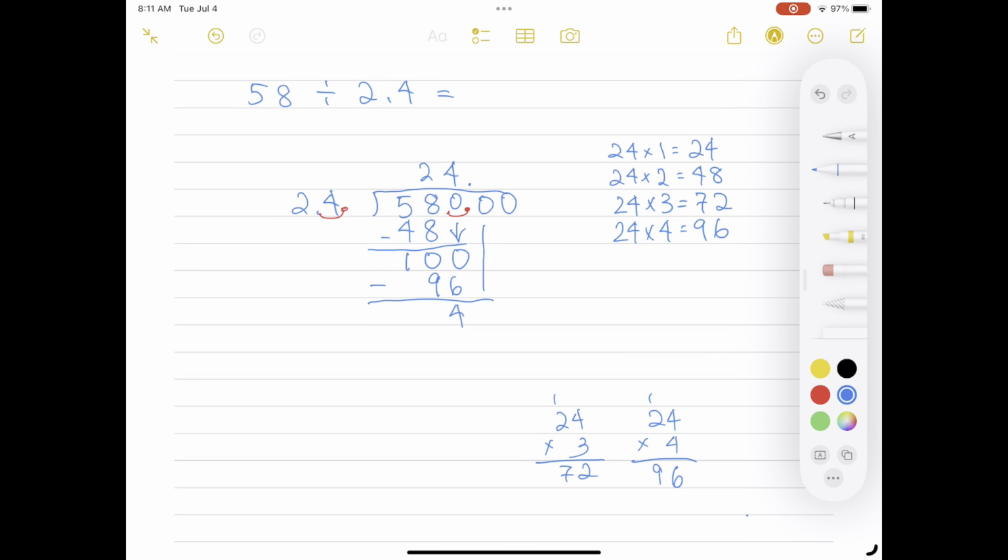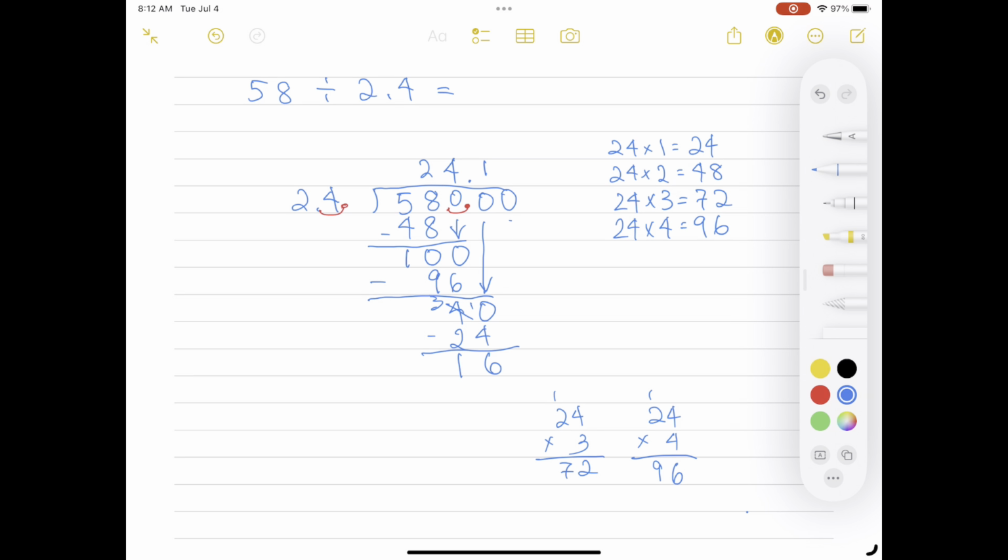So we add some more zeros behind the decimal point to continue the division. 24 goes into 40 1 time. So you write the 1 on the quotient line behind the decimal point. 24 times 1 is 24. 40 minus 24 is 16. And now you can bring down another 0 to continue the division.